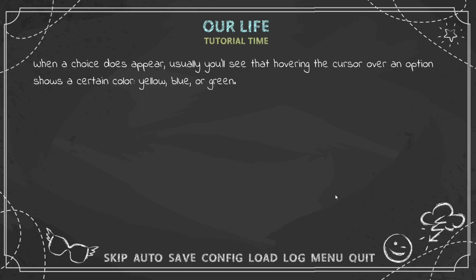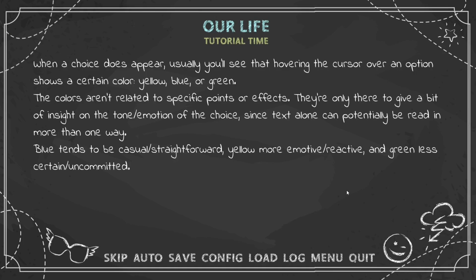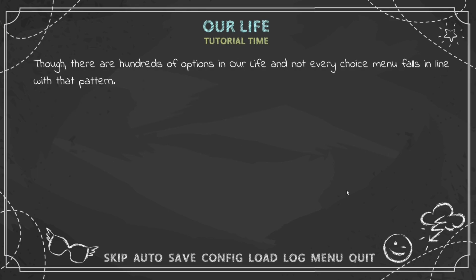When a choice does appear, usually you'll see that hovering the cursor over an option shows a certain color: yellow, blue, or green. The colors aren't related to specific points or effects. They're only there to give a bit of insight on the tone/emotion of the choice, since text alone can potentially read in more than one way. Blue tends to be casual/straightforward, yellow more emotive/reactive, and green less certain or uncommitted.